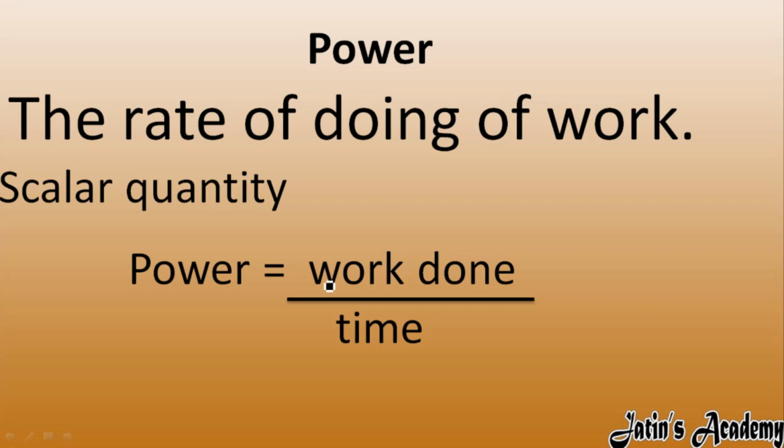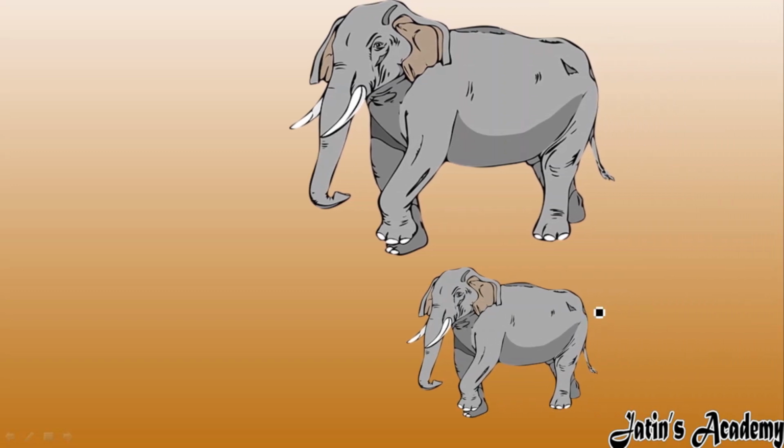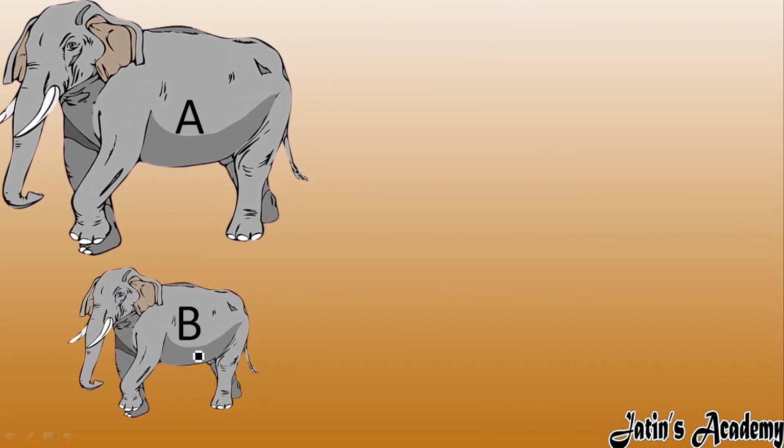Okay, now let's take the example of power with elephants. So here we have two elephants. Now let's see the motion. Two elephants A and B both cover the same displacement in equal time. So now tell me, in which case is work done more?